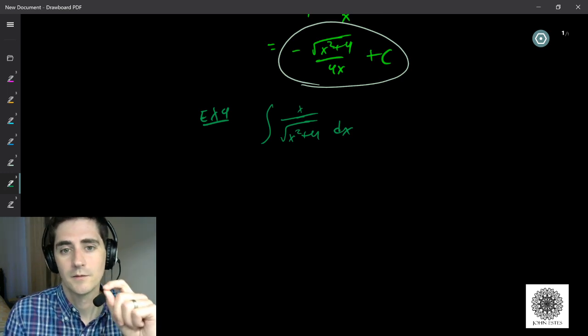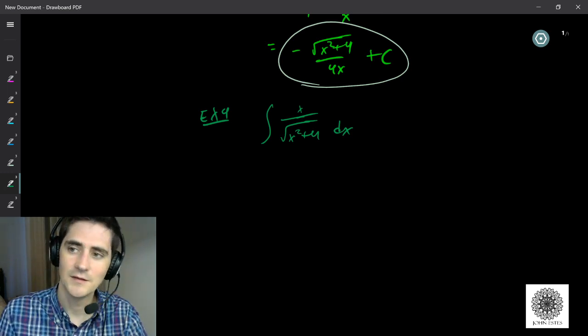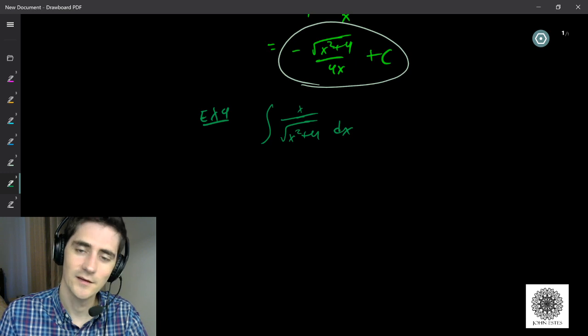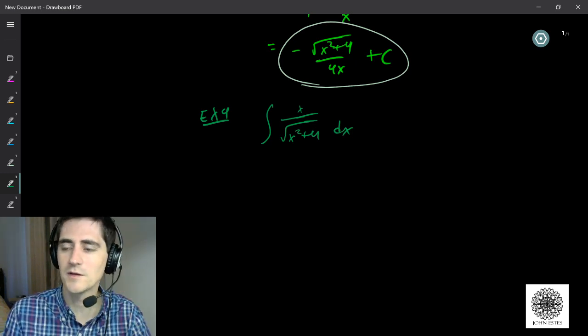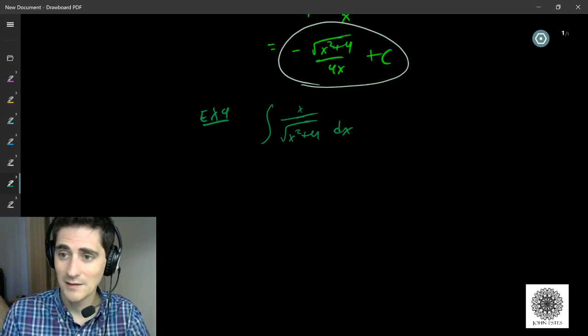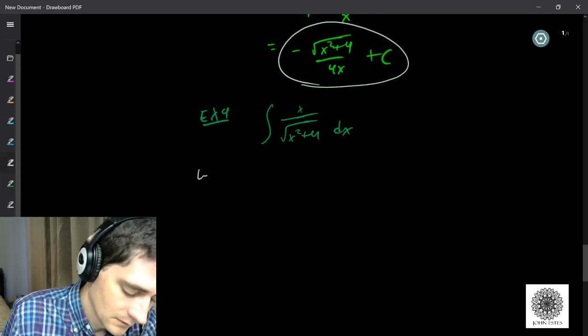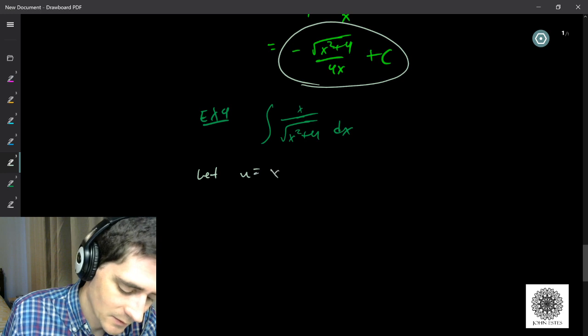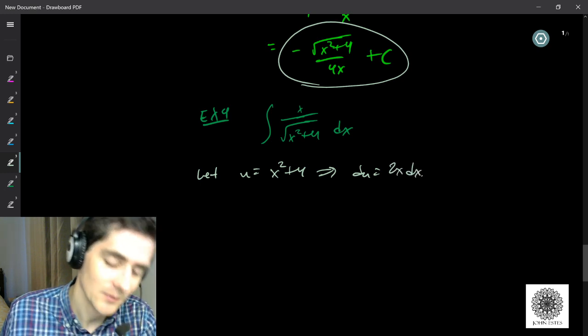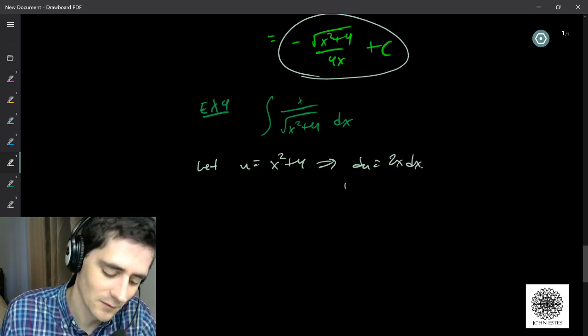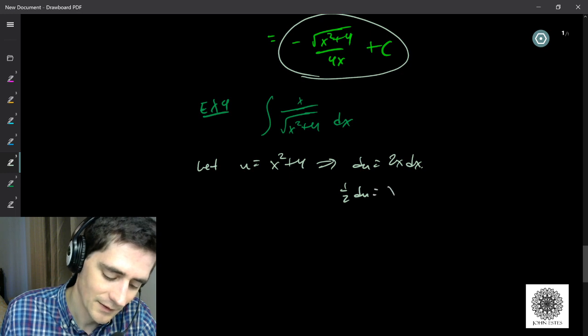But first, remember, don't just get locked into the context of where we are in the book, which is a temptation. We're thinking we're in trig substitution land, so we're going to do trig substitution. But notice here, if I let u be x squared plus 4, then what's du? 2x dx. I can apply a U-substitution here. This is 1/2 du is x dx.